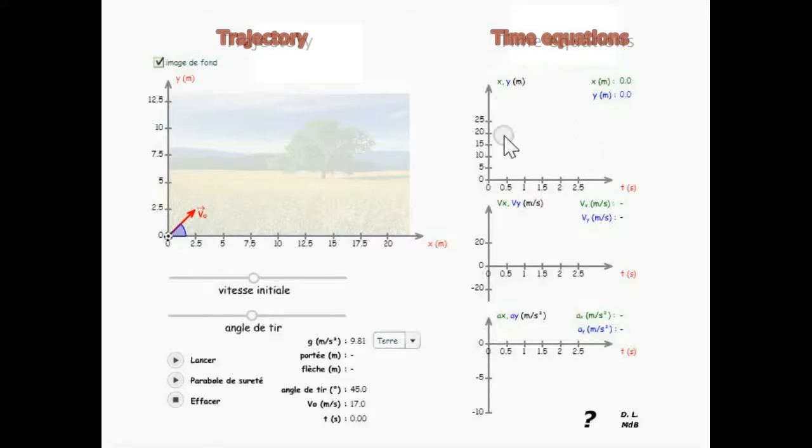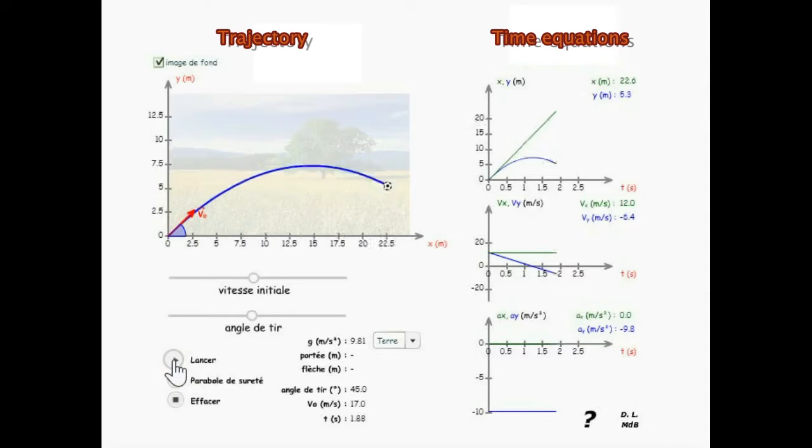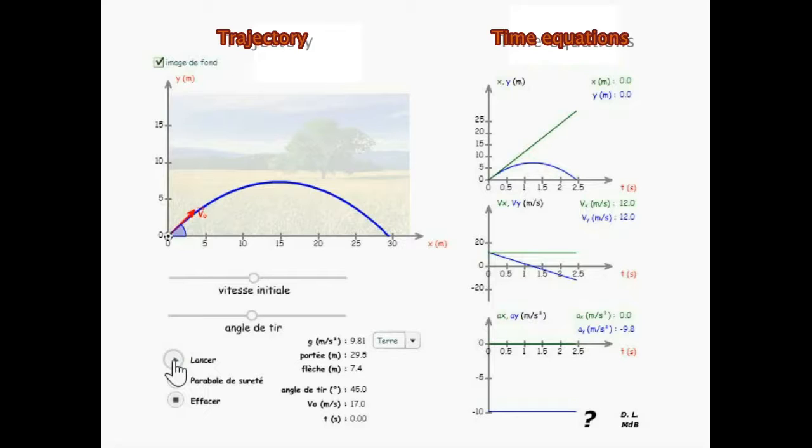And if you see here the graphs, we have the graph of x and y, which is the position along the x-axis and the position along the y-axis, so two graphs as a function of time. The components of velocity vx, vy, and that of acceleration ax, ay. We are going to launch the projectile. Let's see the trajectory. We see the trajectory is curvilinear. It is precisely a part of a parabola.